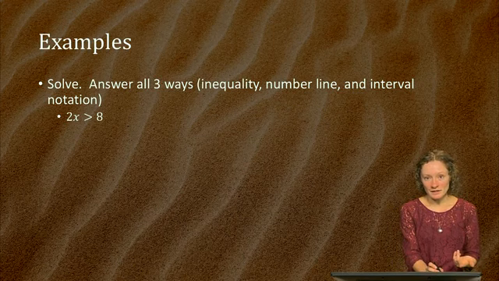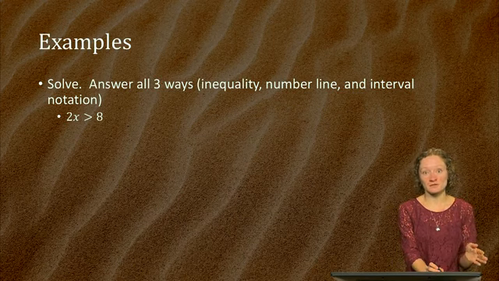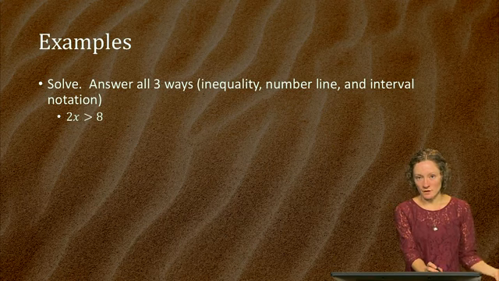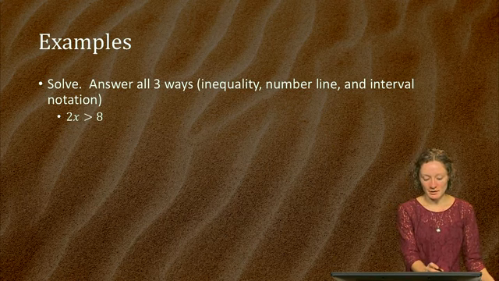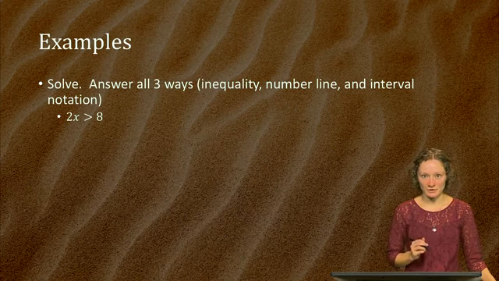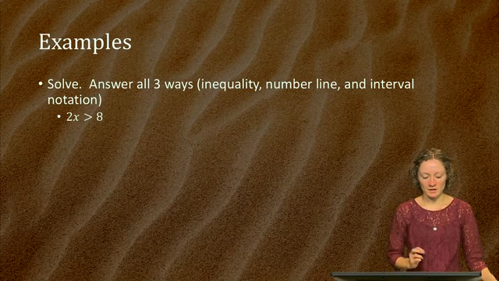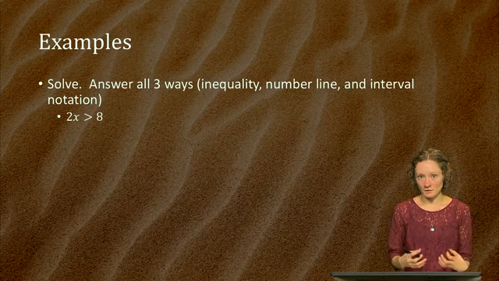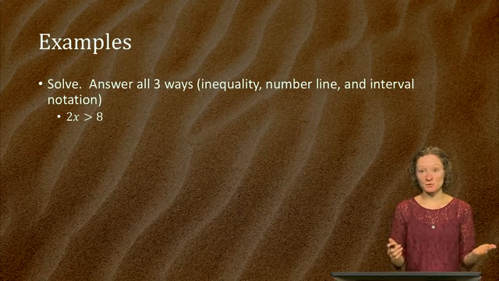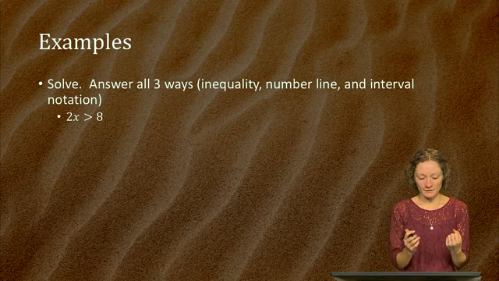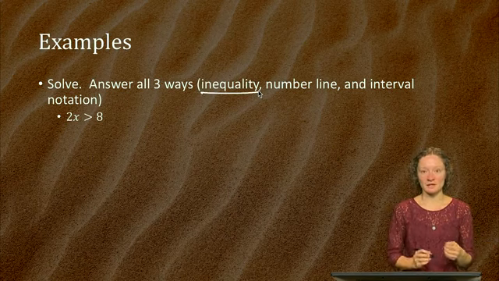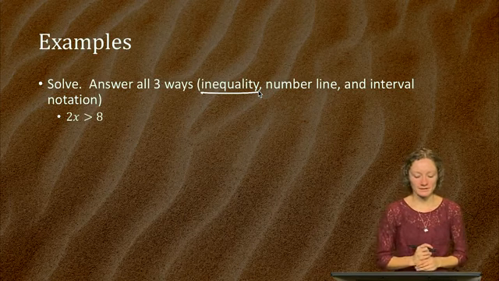But with an inequality, there's a whole bunch of solutions that would work. Just looking at this inequality, you can recognize there's numbers you could plug in here easily that would work. If you plugged in 100, 2 times 100, definitely greater than 8. If you plug in 1,000, 2 times 1,000, definitely greater than 8. So how do you come up with all of those solutions? Well, first we'll solve and get an inequality solution, and then we'll translate that a couple different ways.